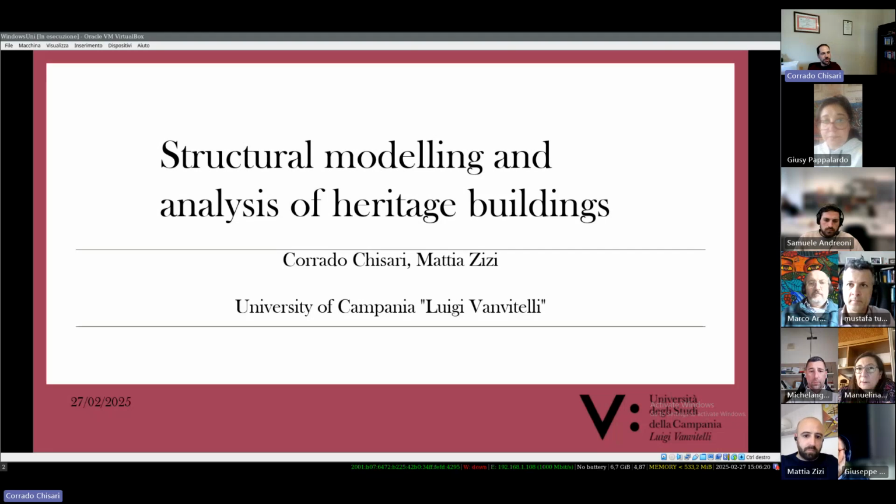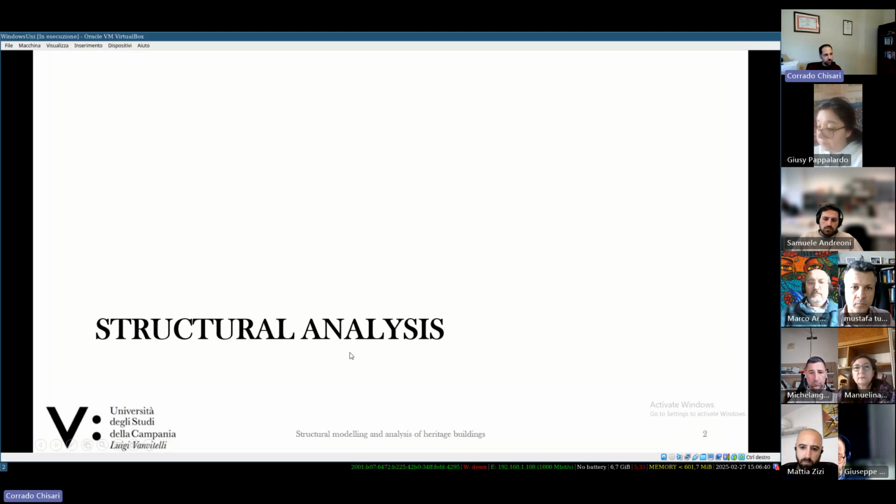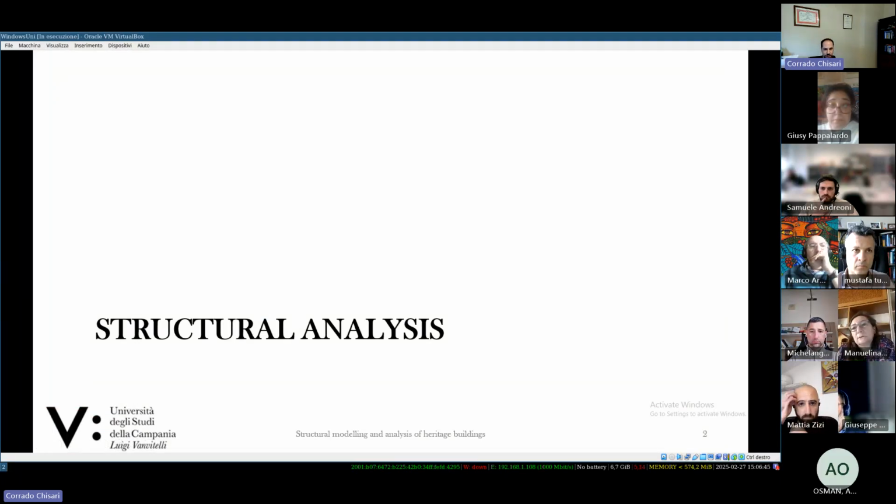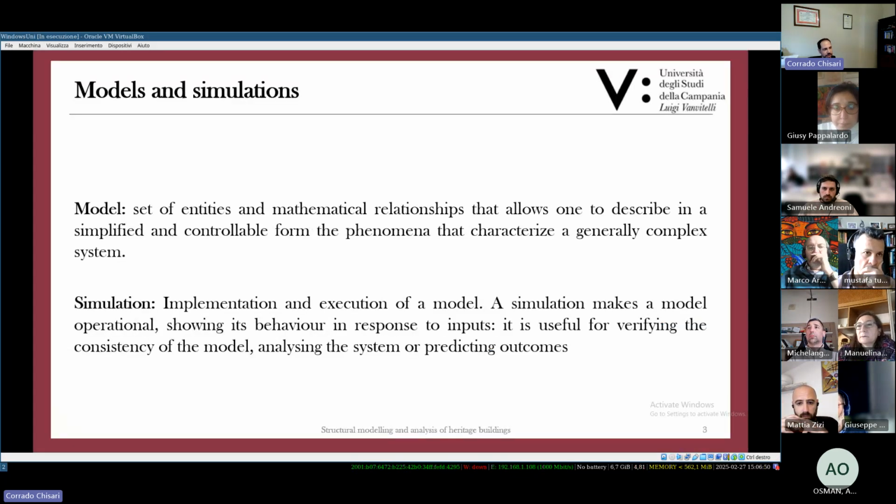So the webinar will be about structural modeling and analysis, and particularly will focus on heritage buildings. As we will see, there are specific aspects of heritage buildings that need to be taken into account when we analyze them. Let's start with the structural analysis. What is structural analysis? To make it more clear, I would start with some definitions.